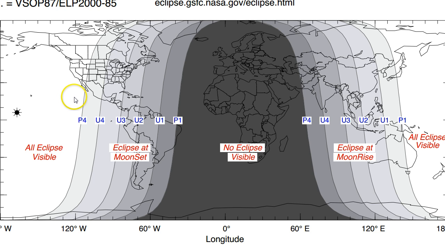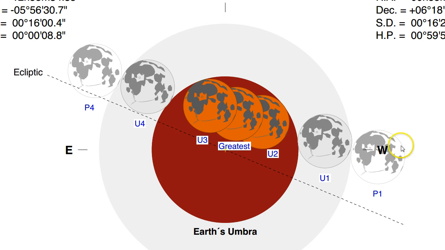Now I repeat, if you're located somewhere around here or on this part of the world, you will have the experience to see the eclipse from the beginning to the end, since it starts on penumbra 1 and ends on penumbra 4 again.